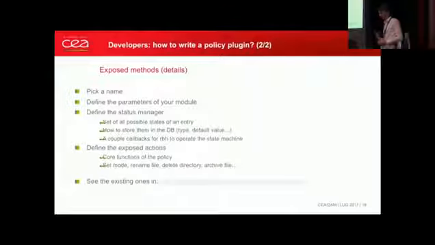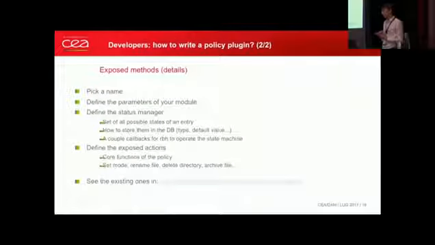So if you want to write a policy plugin, the first thing you have to do is to pick a name. Usually it's the hard part. Then define the parameters of your module. I was talking about the ModeGuard plugin before. So the set mask and the clear mask are the two parameters of this module.